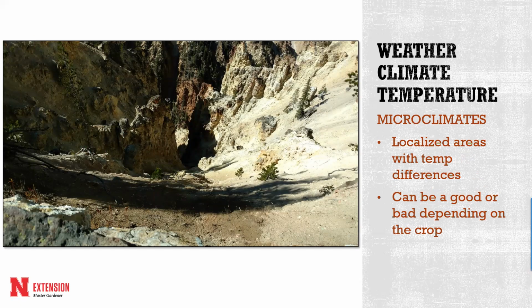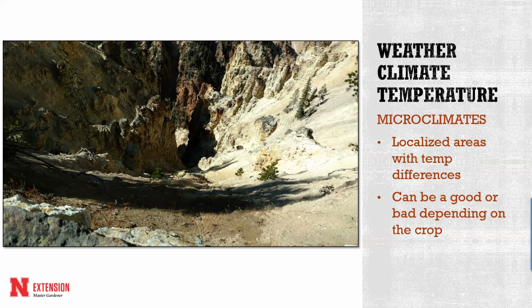So we talked about microclimates a little bit ago when we were talking about weather and climate, but just to kind of go over them a little bit more. Microclimates are localized areas with temperature differences, and they can be a good thing or a bad thing depending on what crop you have. You may sometimes be able to manipulate your landscape so that a plant that is one hardiness zone further south survives if you have the right microclimate condition.